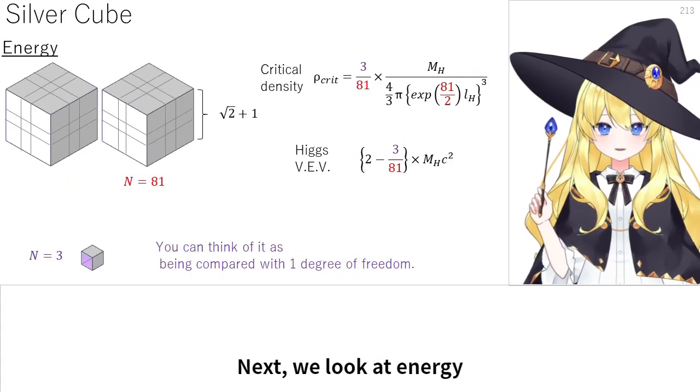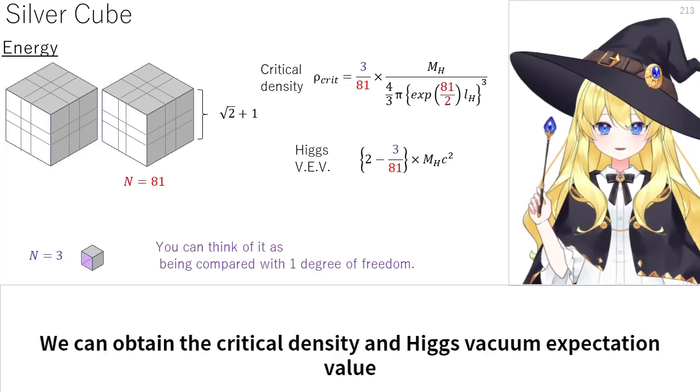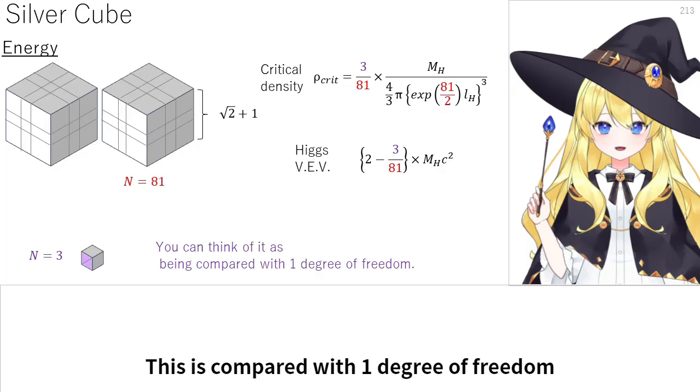Next, we look at energy. Energy is proportional to the logarithm of the number of states. We can obtain the critical density and Higgs vacuum expectation value. This is compared with 1 degree of freedom.